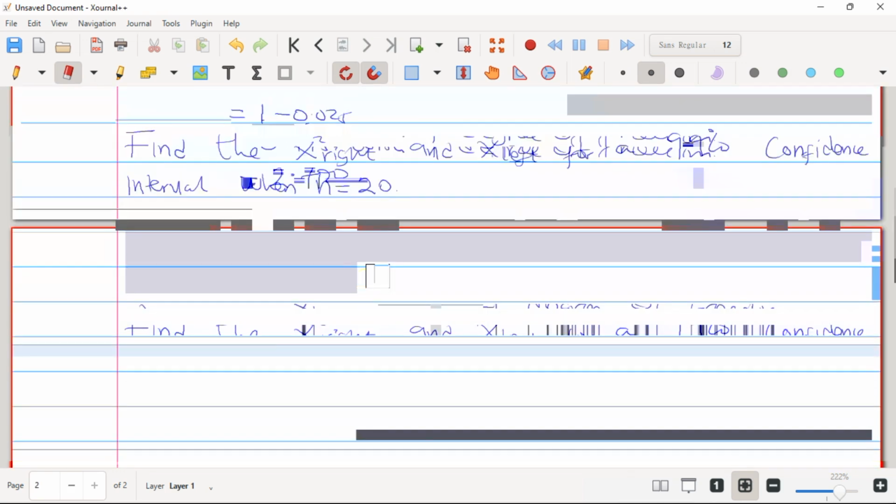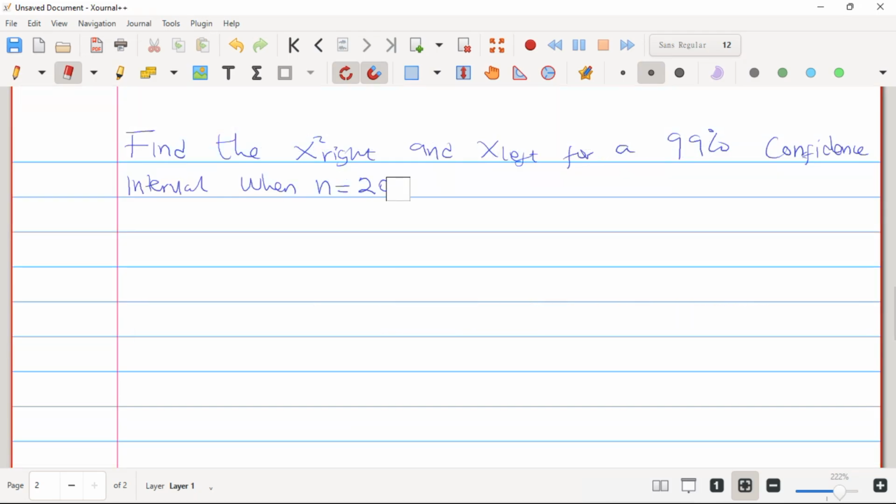So I'll leave this one to you as an assignment, right? You have to find the chi-square right and chi-square left for 99% confidence interval when our n is equal to 20.